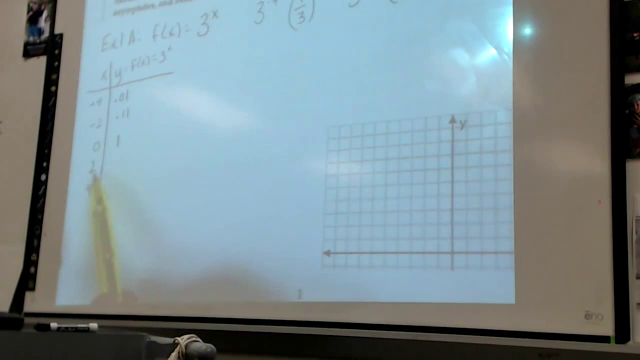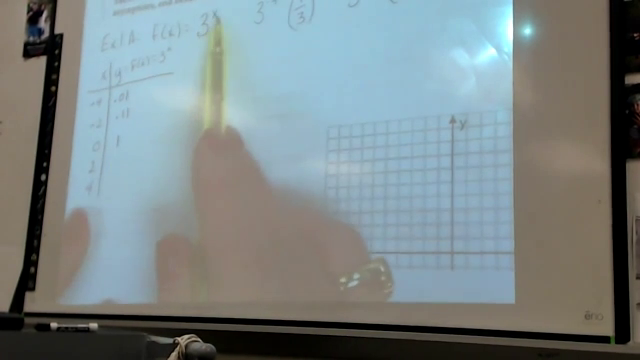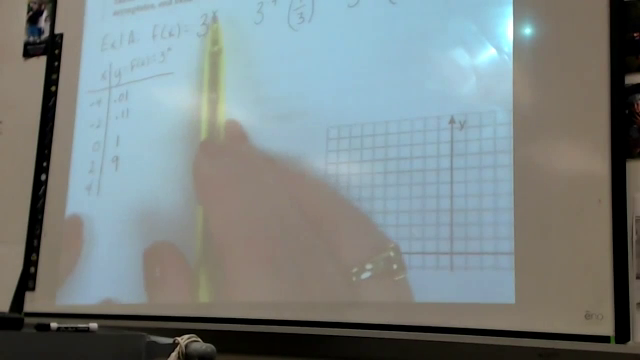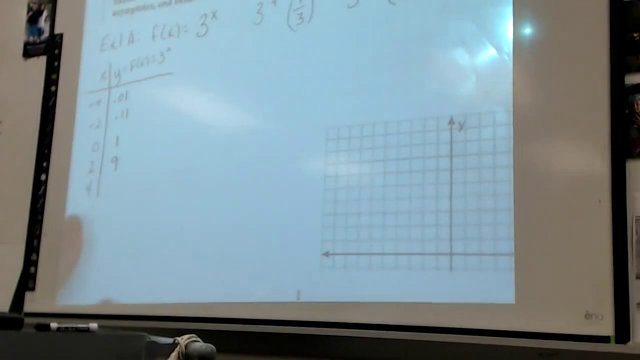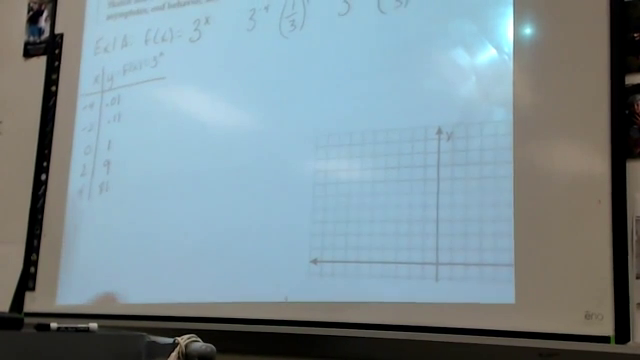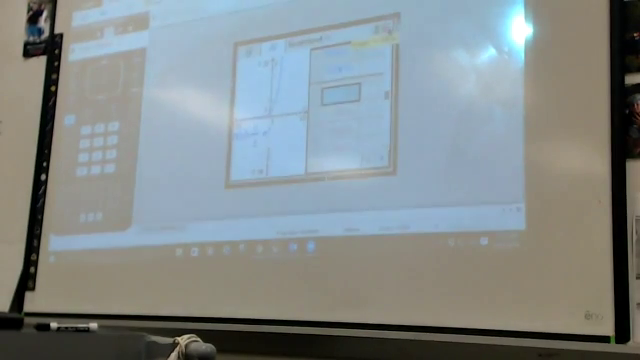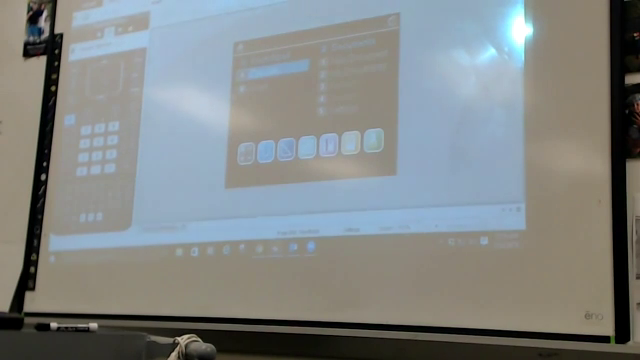Okay, now these are easier because if you plug 2 in for x, that would be 3 squared. What's 3 squared? 9. Okay, if you plug in a 4 for x, you get 3 to the fourth. What's 3 to the fourth? That'd be 9 times 9. 81. Okay. So, now I want you to get your calculator. Well, everybody's calculating for me.